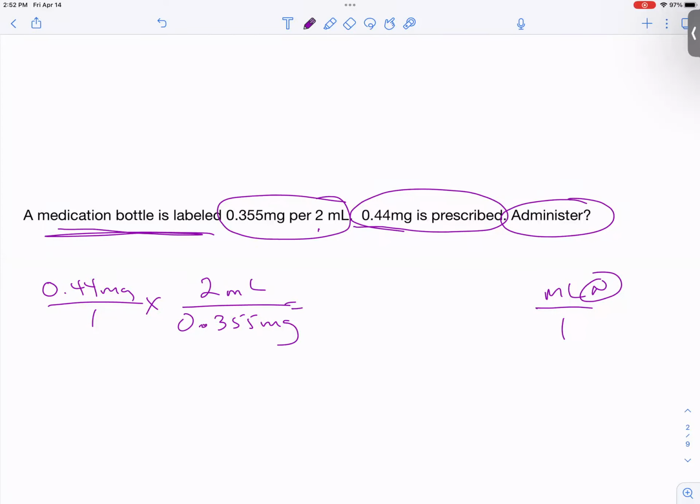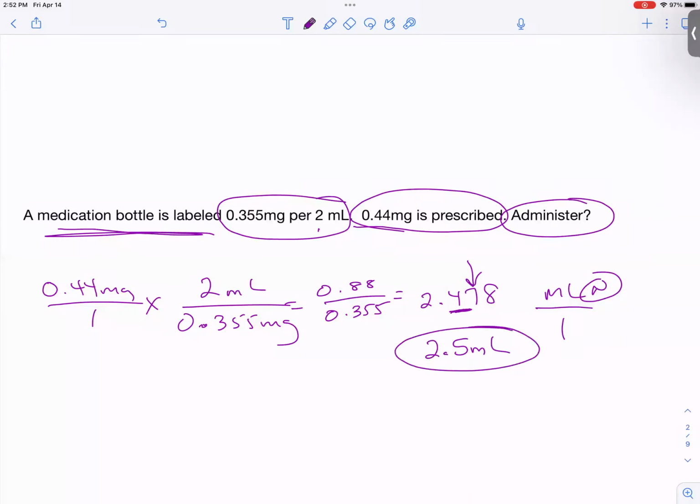So 0.44 times 2 is 0.88, and 0.355 times 1 is 0.355. When I divide, I get 2.478. So my rounding rules, 1 to 10, I round to the tenths. I look to the number to the right, and if it's 5 and up, I round up. So my answer is 2.5 milliliters, and that's what I will either draw up in a syringe or pour into a cup and administer it to my patient.